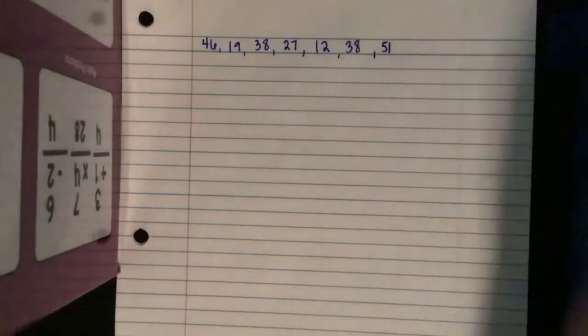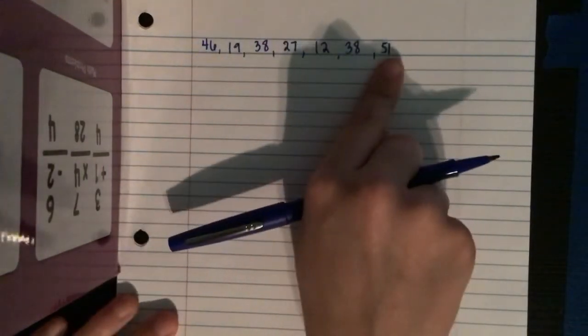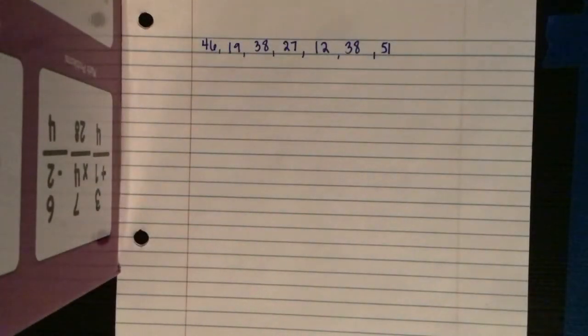Alright, so I have 46, 19, 38, 27, 12, 38, and 51. And the first thing I'm going to look to see is if they are in order. Clearly they're not in order, so I'm going to go ahead and rewrite them in order to make my job easier.